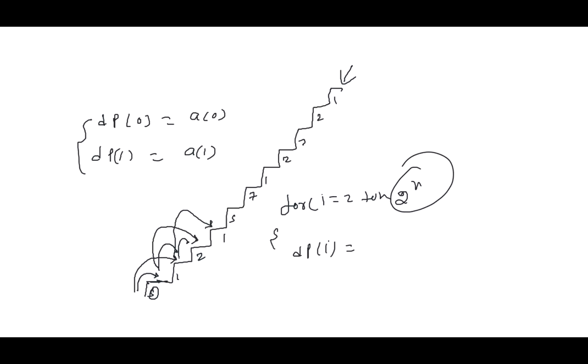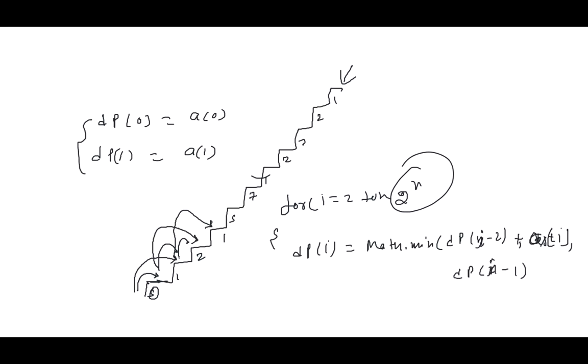Because we want a minimum cost, we don't need a max. We can say Math.min, because we need the minimum amount we want to spend. So here, dp of i is the min of dp of i minus 2 plus cost, or the cost of a of i, and dp of i minus 1.